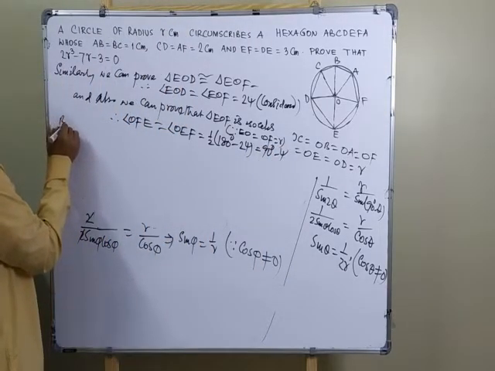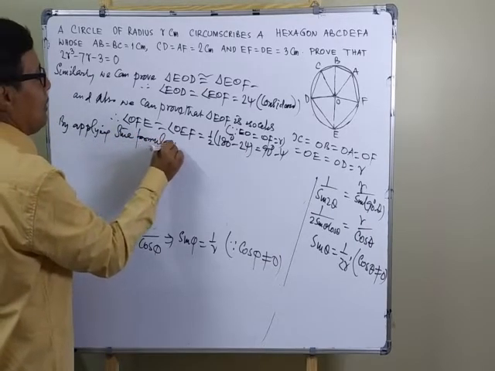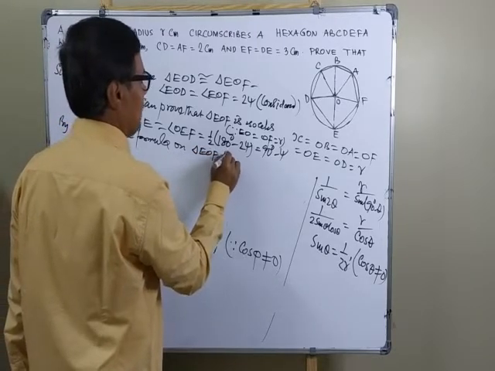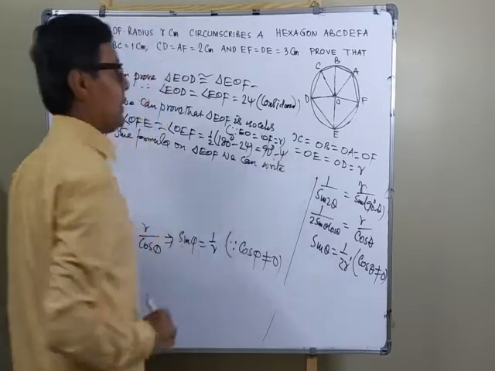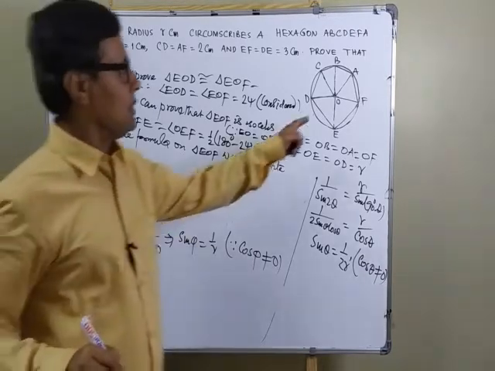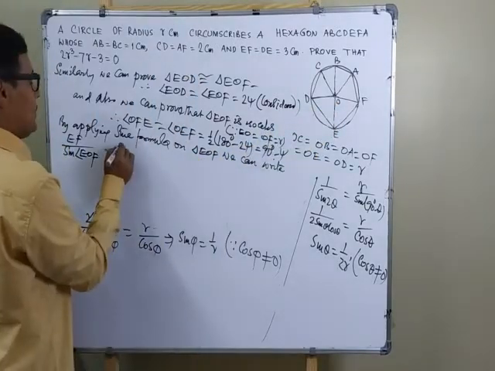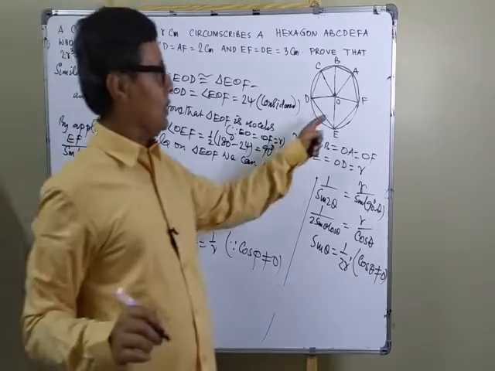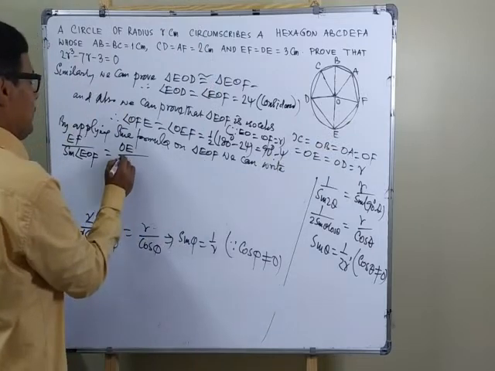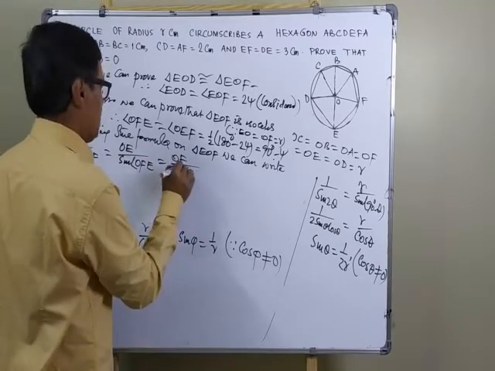Also, by applying the sine formula on triangle EOF, we can write side EF over the sine of its opposite angle EOF, is equal to OE over the sine of its opposite angle OFE, is equal to OF over the sine of its opposite angle OEF.